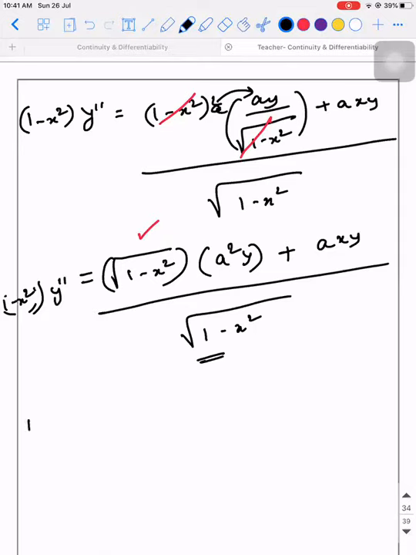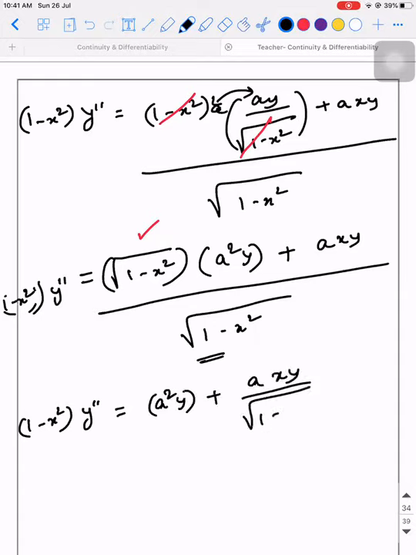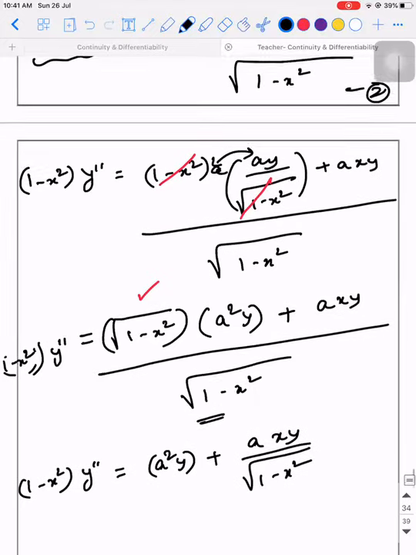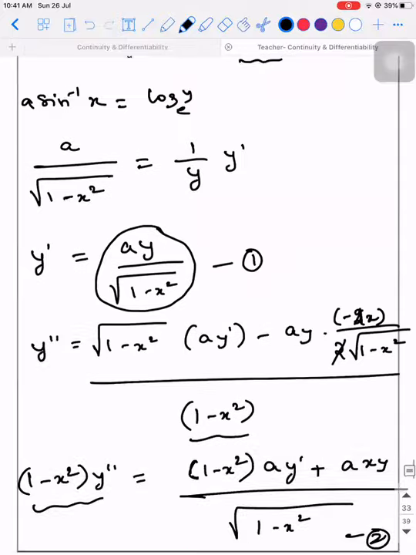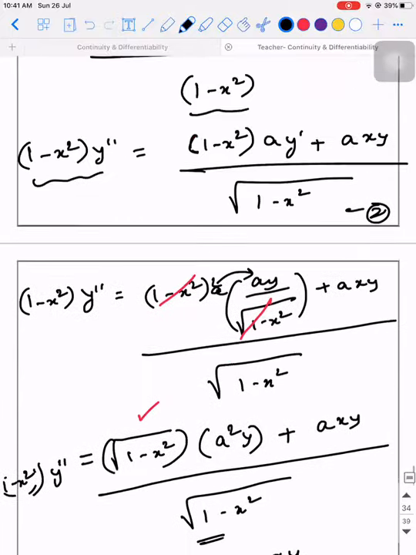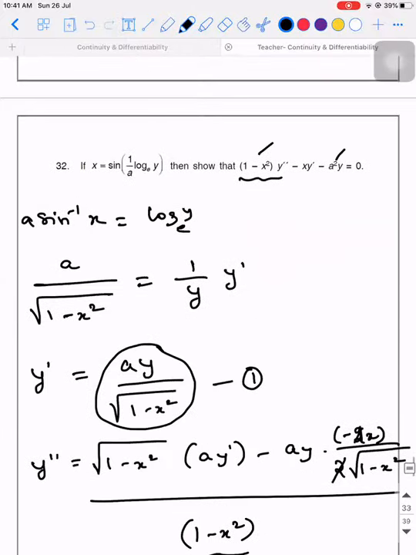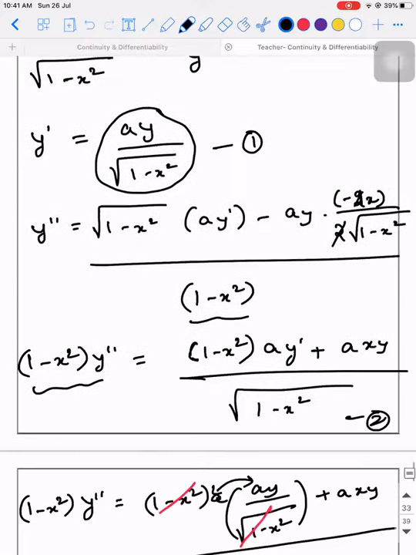So left hand side is 1 minus x square into y double dash is equal to a square y plus a into xy divided by root of 1 minus x square. So what is it that we need to prove? 1 minus x square into y double dash. Did you get it? I need a square y. I got a square y.